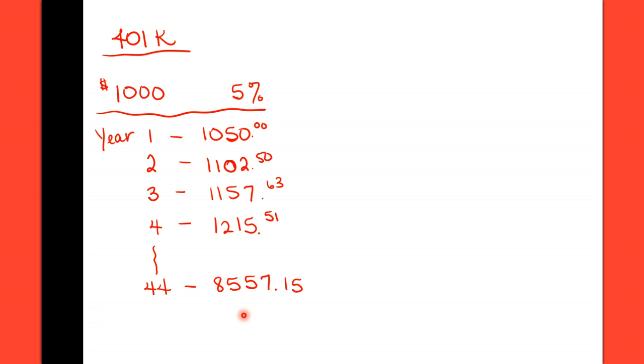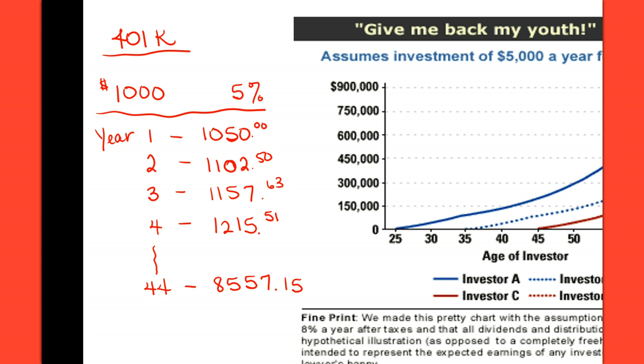That's a big return. I mean, literally more than 8 times what I started with, right? The key here is time. The longer I can leave that in there, the longer it can compound and I can get interest on top of interest on top of interest, the more that's going to grow. So let's say that you have an investment of $5,000 a year for 10 years only, and then you stop.